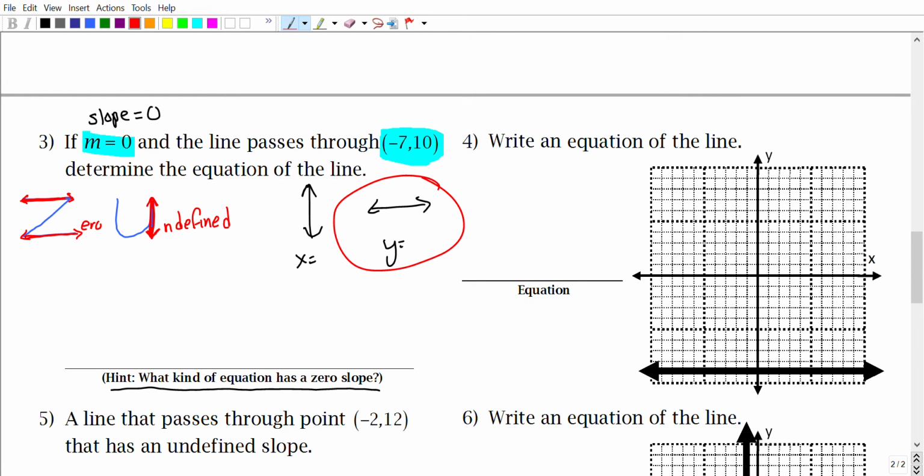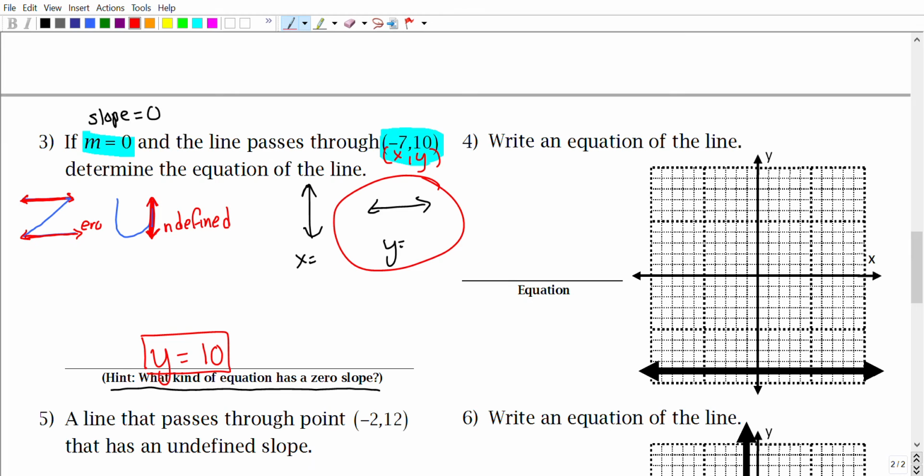Okay, so actually, which one is 0? Well, it's the horizontal lines, and hence we have to start with something that starts with y equals. The only other piece of information we need is the fact that it goes through this point, so I'm going to label it xy. But which one are we interested in, the y or the x? I'm interested in the y, so my y here is 10. So my final answer is y equals 10.